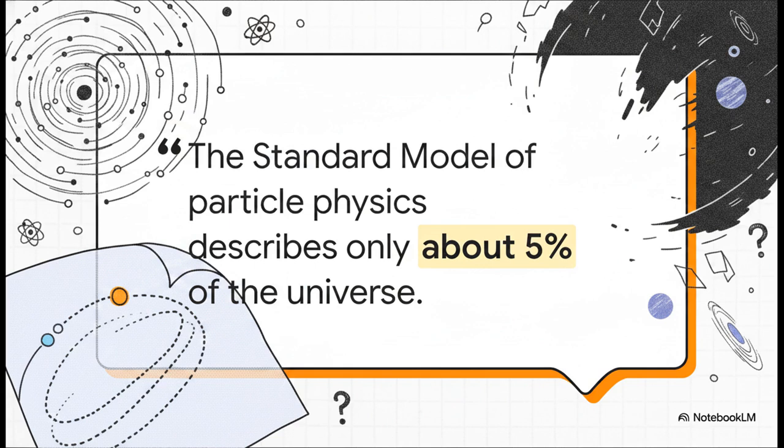It is the most precisely verified theory in the history of science, accurate to 12 decimal places. It predicted particles before we had the technology to find them, and every single prediction it has ever made has been confirmed. There is just one problem. It describes only 5% of the universe. The other 95%, it doesn't even mention.